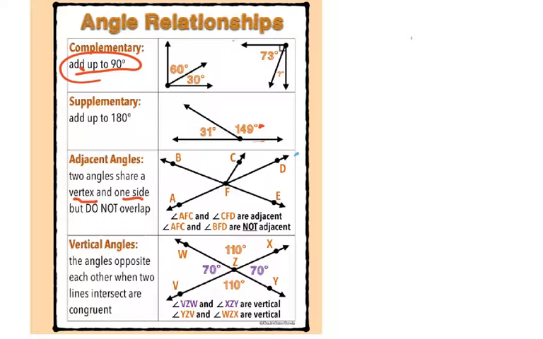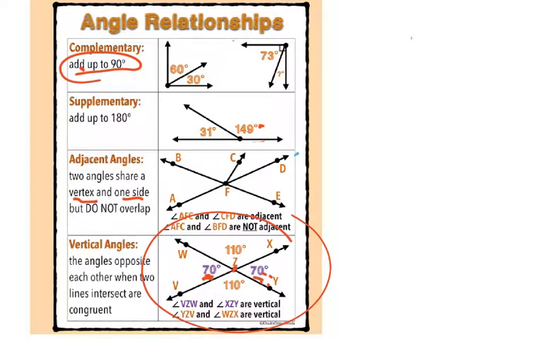Vertical angles are angles that are opposite one another when two lines are intersecting. So here we have two lines intersecting. And they're also going to be congruent. When these two lines intersect here at point Z, these two angles of 70, those are vertical angles. They share the vertex, and they're opposite each other. So their angle measurement is the same.